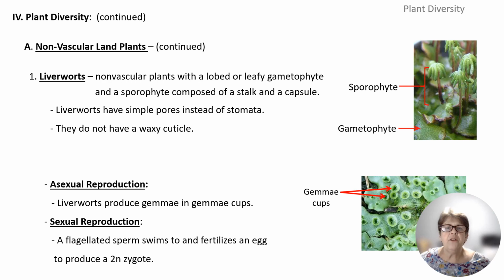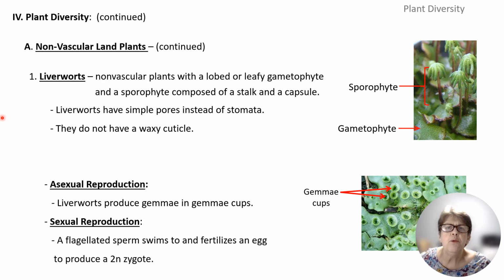So non-vascular land plants, again, the liverworts, hornworts, and mosses. The liverworts are non-vascular plants with a lobed or leafy gametophyte and a sporophyte composed of a stalk and a capsule. Here the gametophyte is on the bottom, and it's sort of leafy, and then the sporophyte is toward the top, and it has a stalk and a capsule.